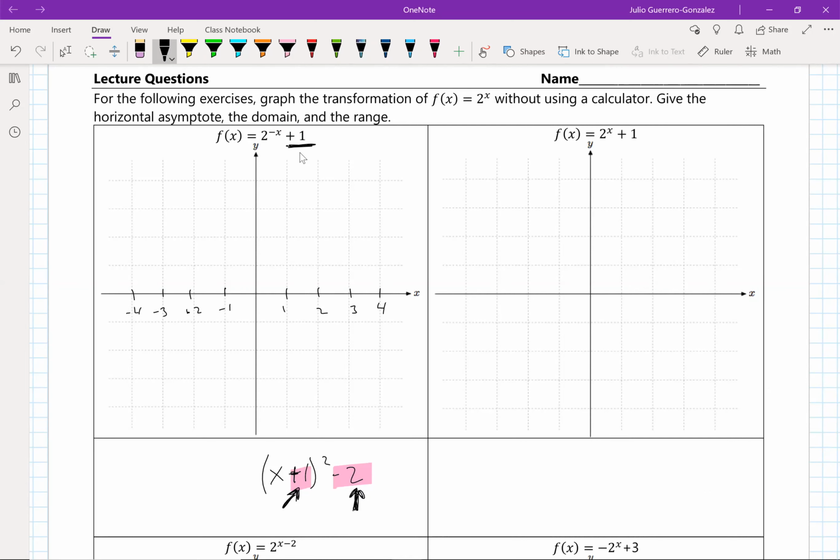So what's that plus 1 do? It moves up. It moves up by 1. And then that negative x is going to do what? You're going to move it over to the right or left. Not a move.